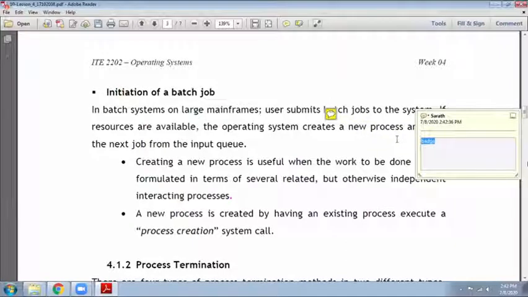Right. So a number of jobs we use as batch processing. Okay.